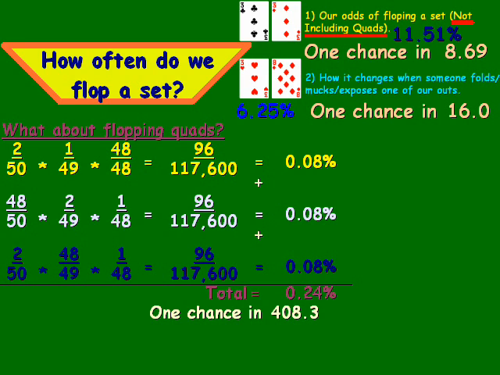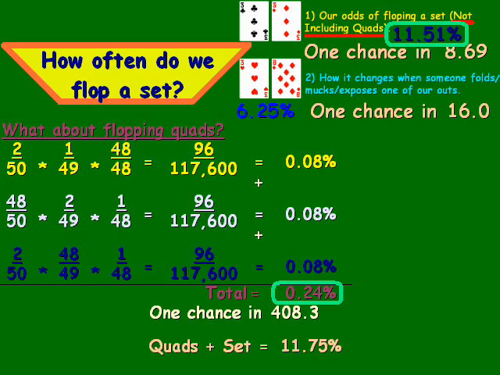Now, if we want to figure out the odds of either flopping a set or flopping quads combined, we can combine these two percentages, the 11.51 and the 0.24, and that gives us 11.75%. If we do the inverse of that, the odds of either flopping a set or quads come out to approximately 1 in 8.5 times, and that's how you do the math on that.